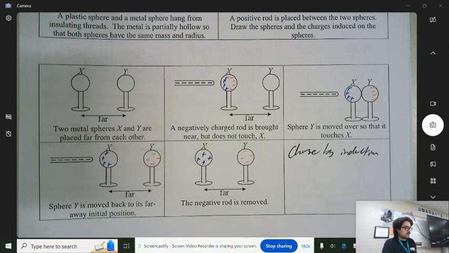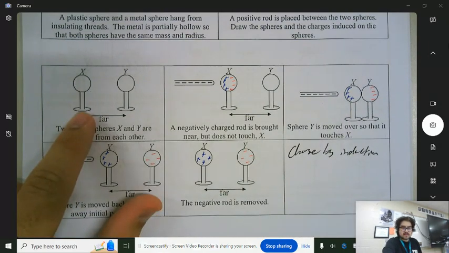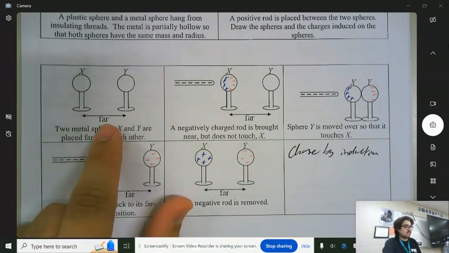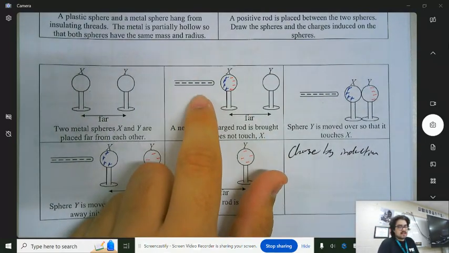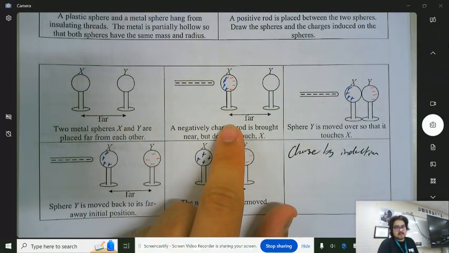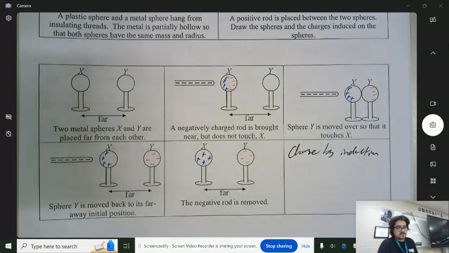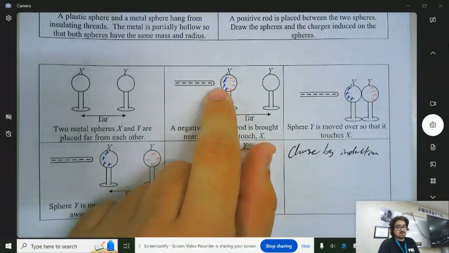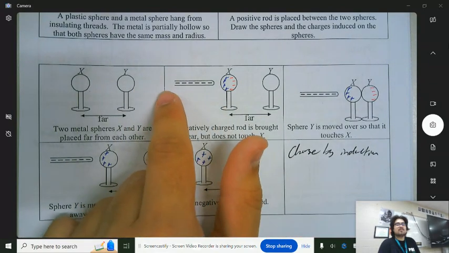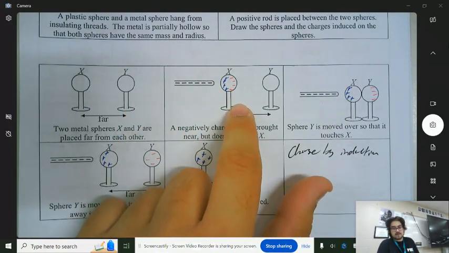So you would notice that right here, they are initially far away from each other. If it tells you the two spheres are far from each other, then it means that they are at a distance such that they do not affect each other, okay? They can't have an effect on each other. If you bring a negatively charged rod near X, you're going to notice that the positive charges are going to be attracted to the negative rod. The negative charges are going to be pushed away, okay?